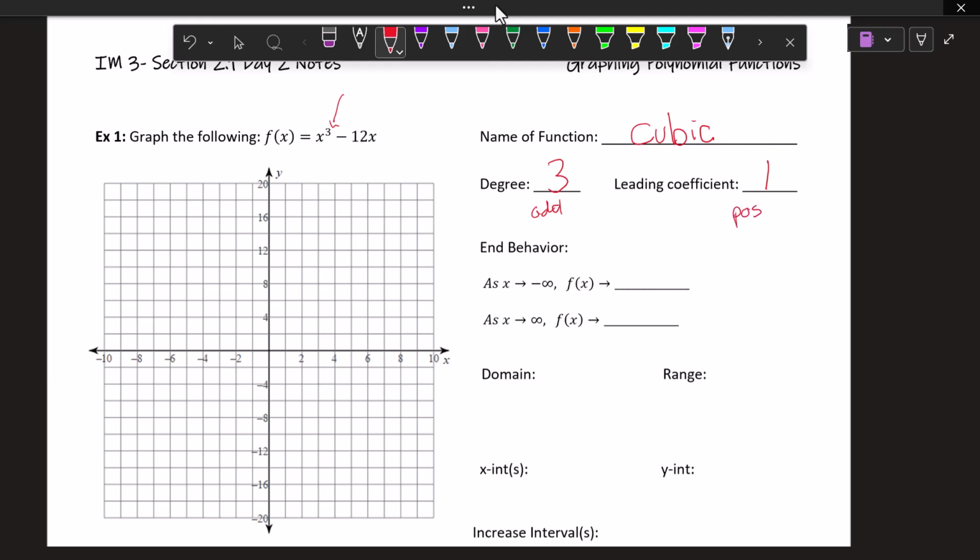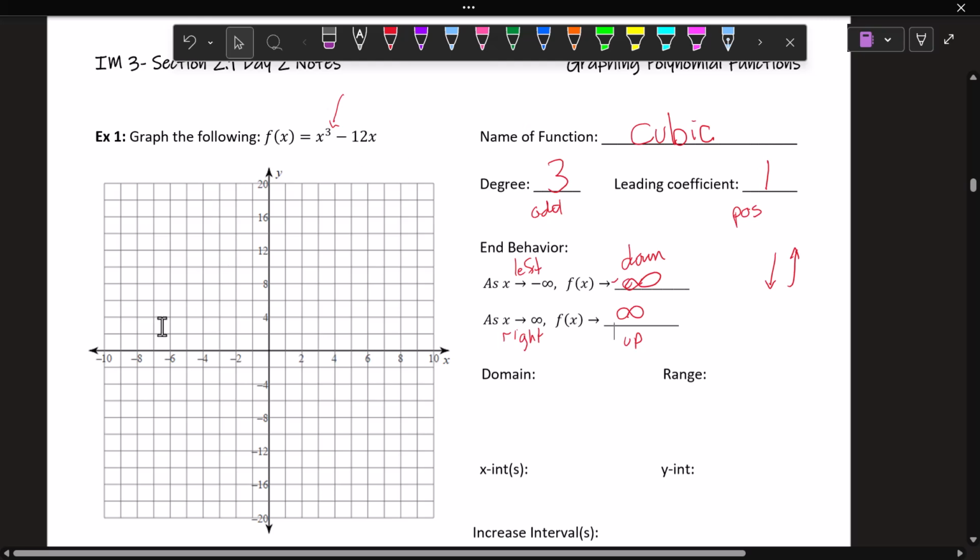So they're going to go different ways, but they're going to match what's here. So it'll look like that, down on the left, up on the right. So as x goes to negative infinity, as we go left, f of x goes down. So that's negative infinity. As x goes to the right, or to positive infinity, f of x, or y, goes up, so it's positive infinity.